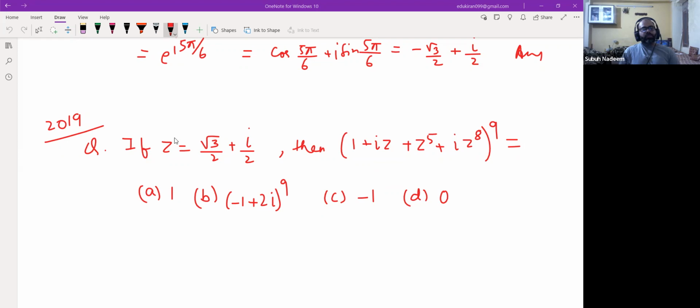So first step is to change this z into polar form, right? Then you can proceed, and when required, you can change it into Euler form also.